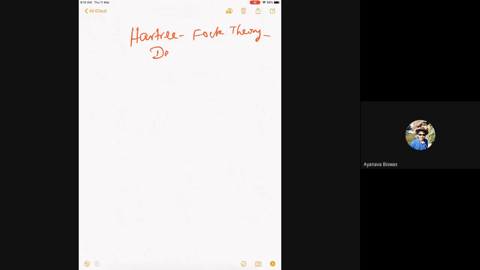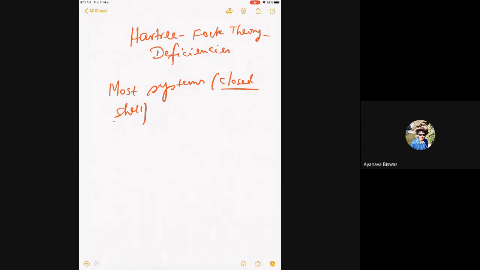So Hartree-Fock theory has deficiencies. I'm asking a question now because we are going to improve the Hartree-Fock theory. The reason I'm teaching you this is that I must first know why I need to improve. So for most systems, particularly which are closed shell, I hope all of you know what is closed shell. What is a closed shell system? Can somebody define what is a closed shell system?